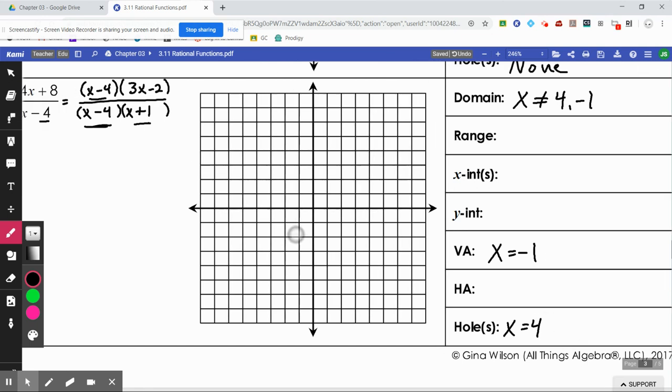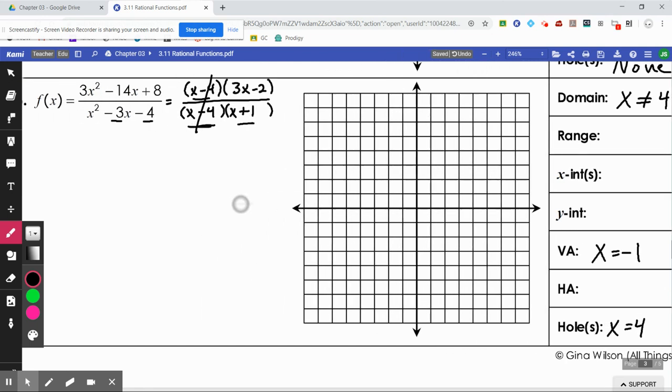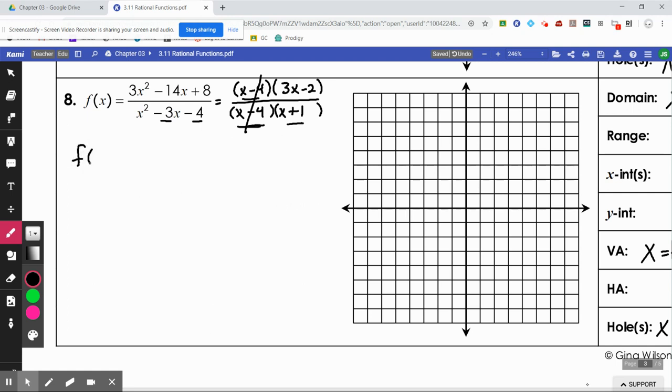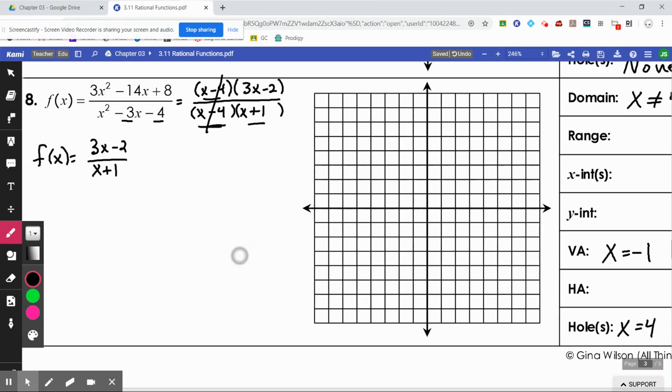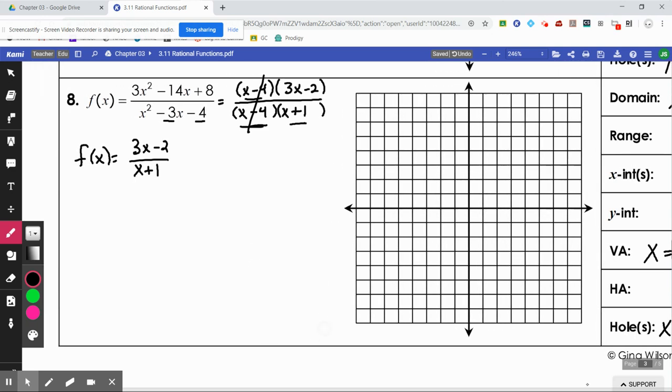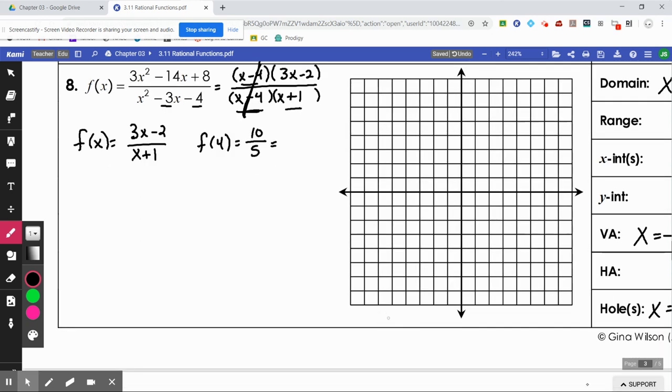What I like to now do is remove that removable discontinuity, and let's rewrite our function. So our function is now f of x is equal to 3x minus 2 over x plus 1. Now that we have that discontinuity removed, we can actually find out where our hole is located. So let's plug in our 4, which before was not allowed, but now we can plug it in and find out where the hole is located. 3 times 4 is 12, minus 2 is 10, over 4 plus 1 is 5. When you plug in 4, you get 2.